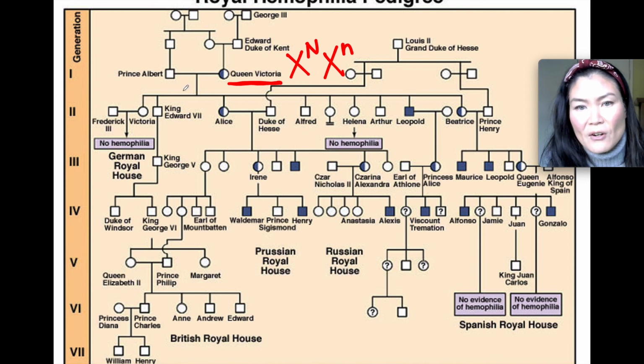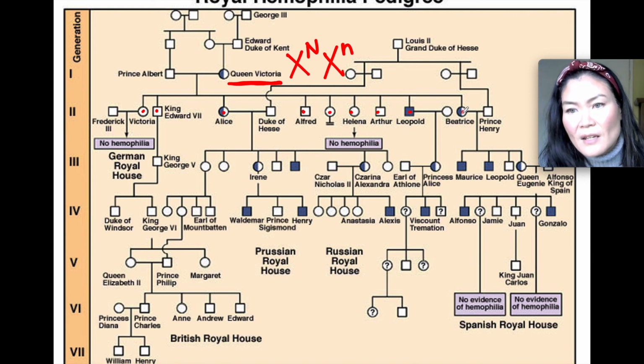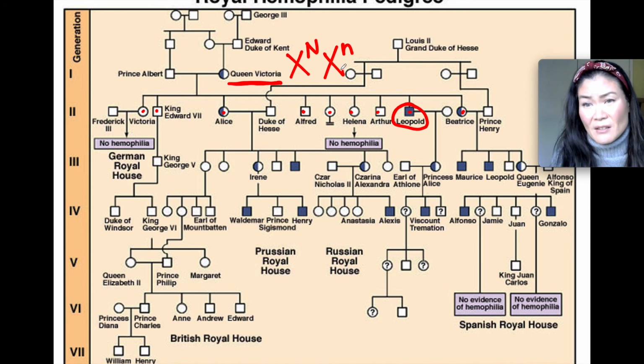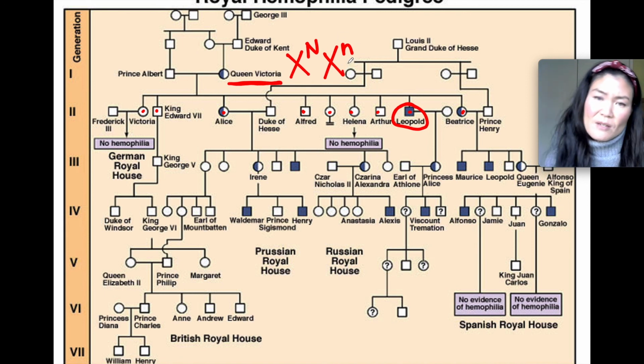She was a carrier. She had how many kids? 1, 2, 3, 4, 5, 6, 7, 8, 9. She had 9 kids. Two of her daughters, Alice and Beatrice, were carriers. Leopold is really famous. Leopold was the son that inherited the X little n. He inherited the hemophilia gene.